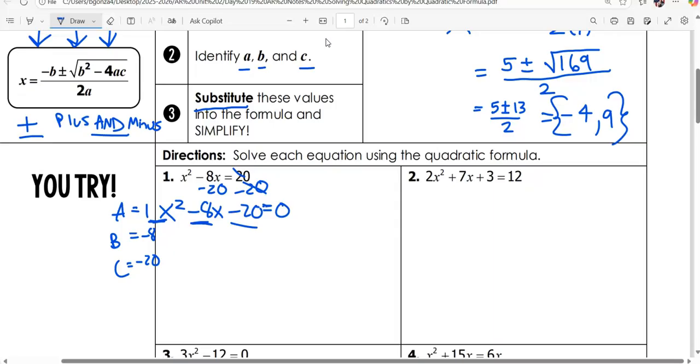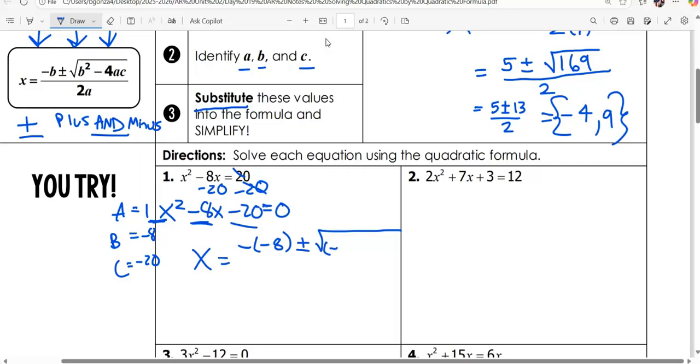Wake up. Now, use those and let's write it out. x equals negative, and B is negative 8. Negative 8, plus or minus the square root. No, because you're falling asleep. Stay awake for like 5 minutes and then ask me.